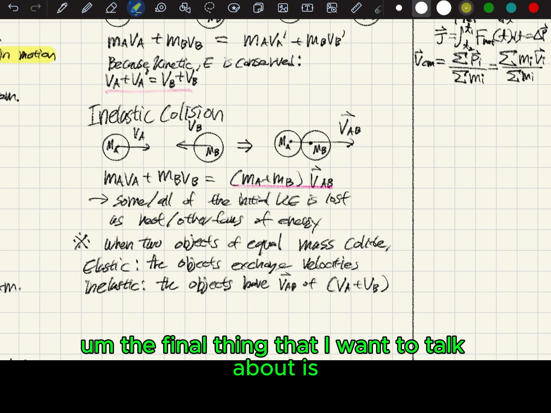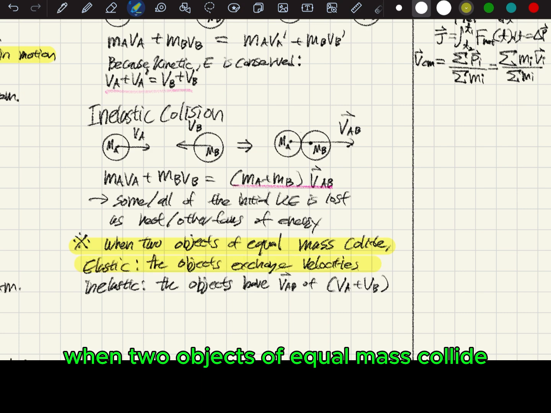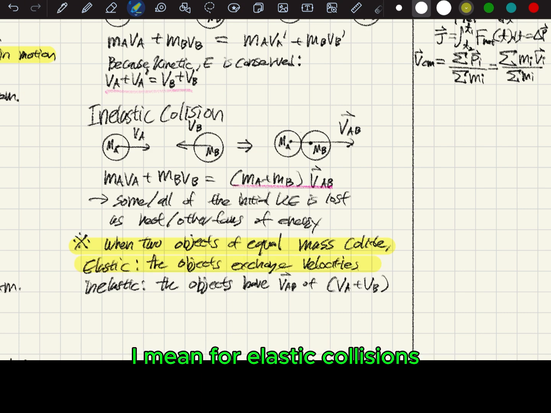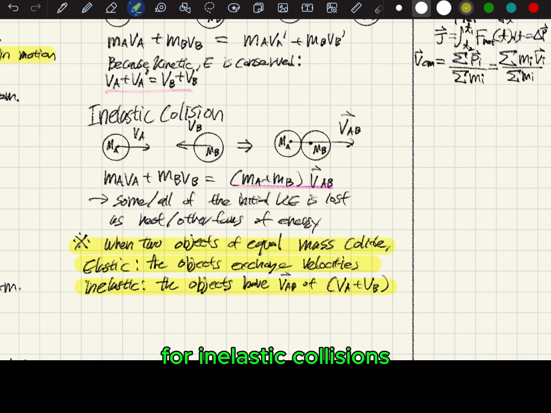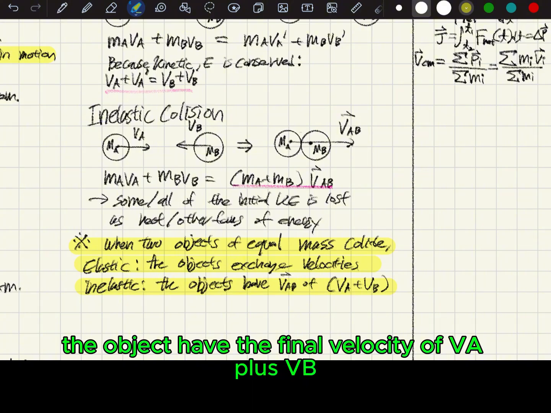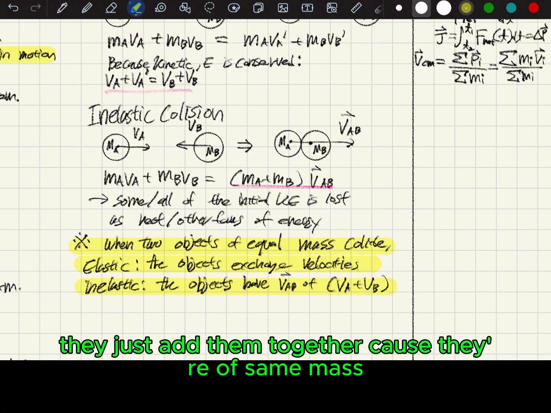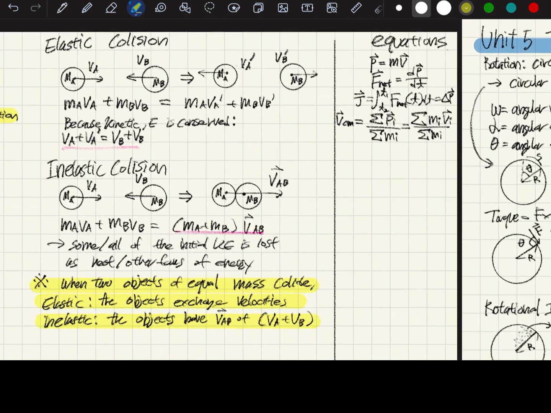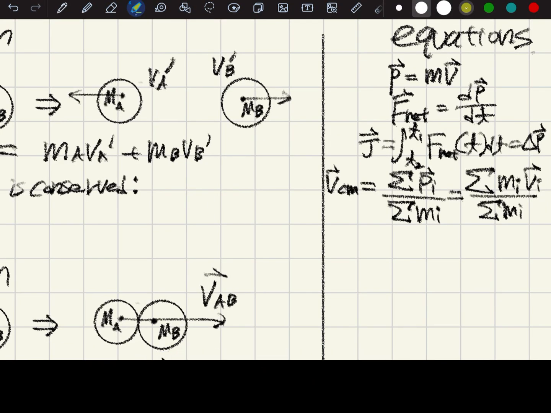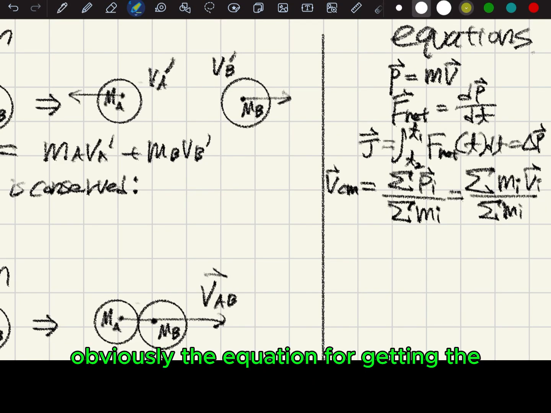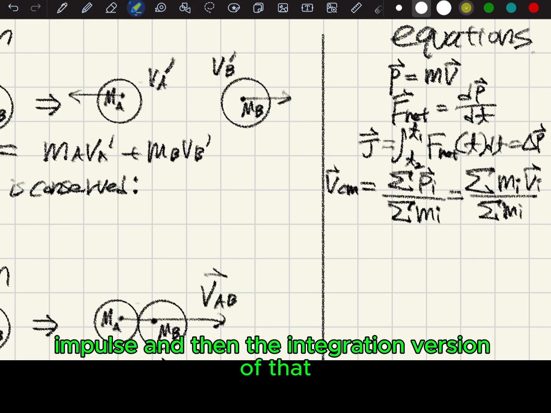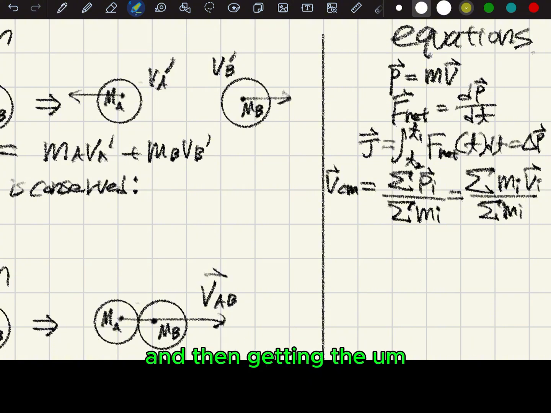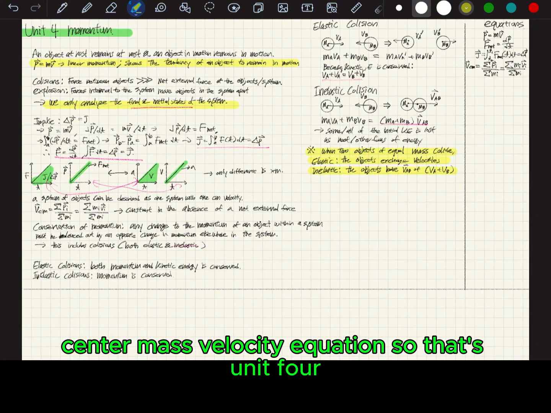The final thing that I want to talk about is when two objects of equal mass collide. For elastic collisions, the objects exchange velocities. For inelastic collisions, the objects have the final velocity of (VA plus VB) over two, since they're of the same mass. So that's how it is. The equations to remember are the equation for momentum, the force equation that you use to get impulse, then the integration version of that, and the center of mass velocity equation. So that's Unit 4.